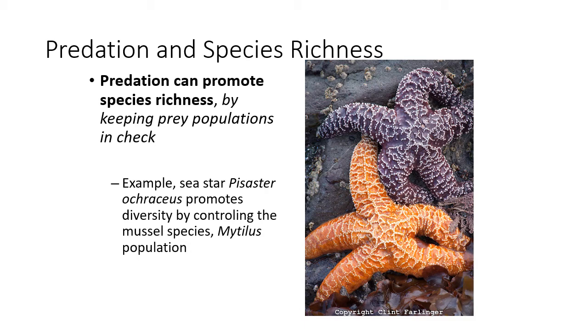Predation and species richness. Predation can also promote species richness by keeping prey populations in check. For example, here on the right, we have the sea star Pisaster ocraceus, which promotes diversity by controlling the mussel species Mytilus population. What they do is the sea star wraps around the mussel and, using the little suckers that they have, pries it open and eats the mussel from the inside. It's really neat and I'll show you a video in class next time.